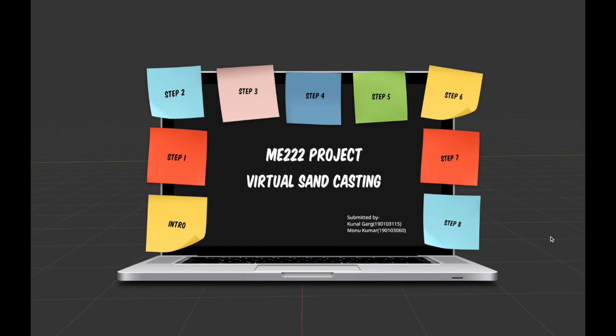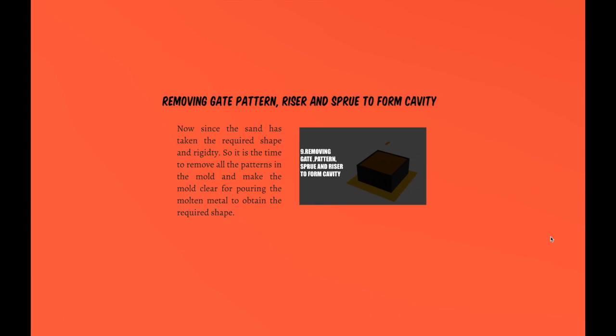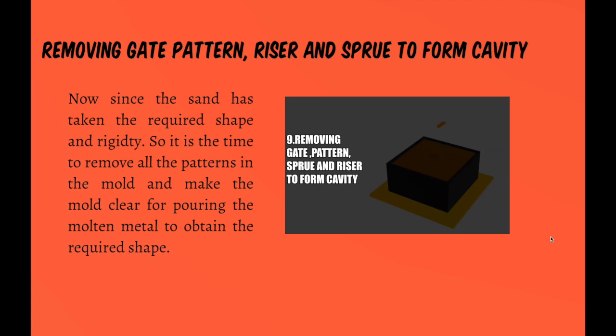Now moving on to step 7. Removing gate pattern, riser and spur to form cavity. Now since the sand has taken the required shape and rigidity, it's time to remove all the patterns in the mold and make the mold clear for pouring the molten metal to obtain the required shape. As you can see in the screenshot, we are removing the gate, pattern, spur and riser to form cavity.